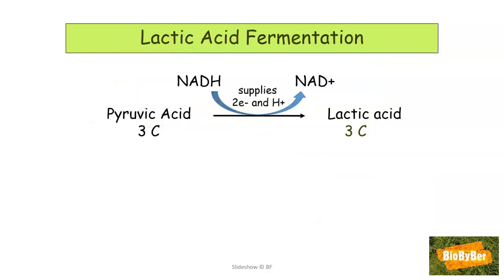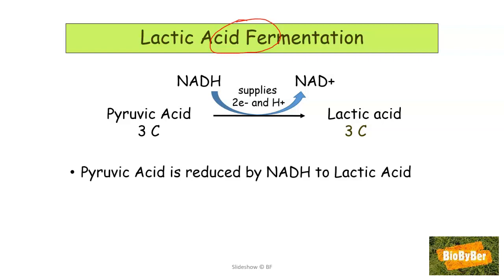Now, following the formation of pyruvic acid, if it is in a muscle cell, then lactic acid fermentation will occur. In lactic acid fermentation, the pyruvic acid is reduced by the NADH to lactic acid. So the NADH will supply 2 electrons and a proton to each pyruvic acid, reducing it or producing lactic acid.